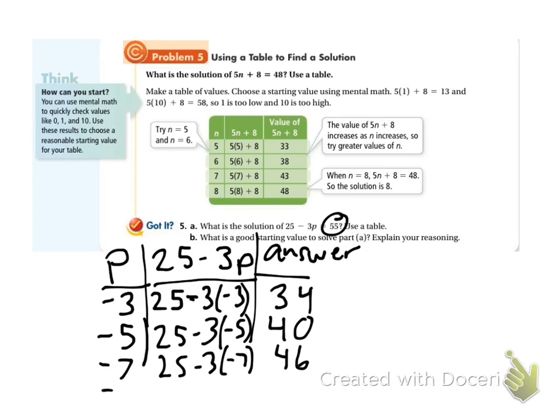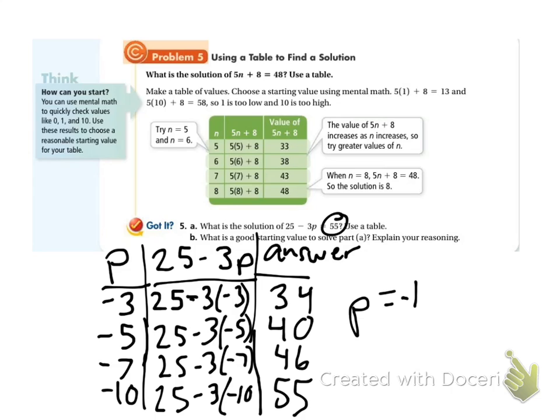We're going to try negative 10. 25 minus 3 times negative 10 is 25 plus 30, 55. So my answer is negative 10. Oops, that's a 10.